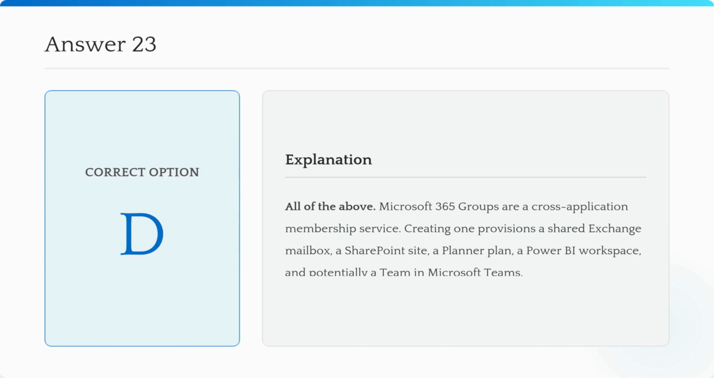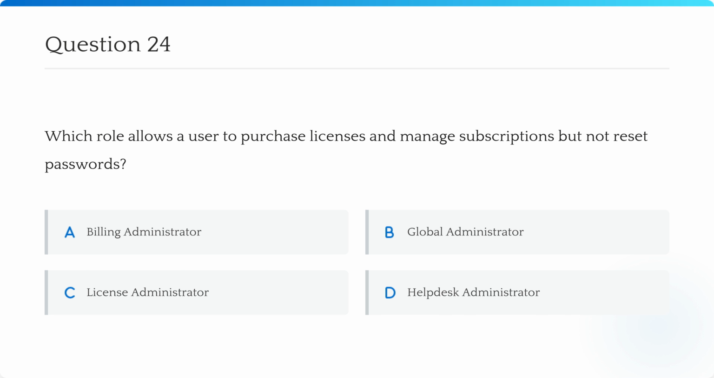The answer is D. All of the above. An M365 group is a cross-application entity. It provisions a shared inbox, calendar, SharePoint site, planner, and Power BI workspace all at once. Question 24. Which role allows a user to purchase licenses and manage subscriptions but not reset passwords?